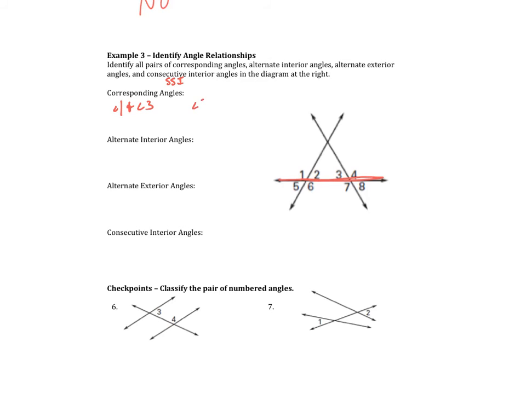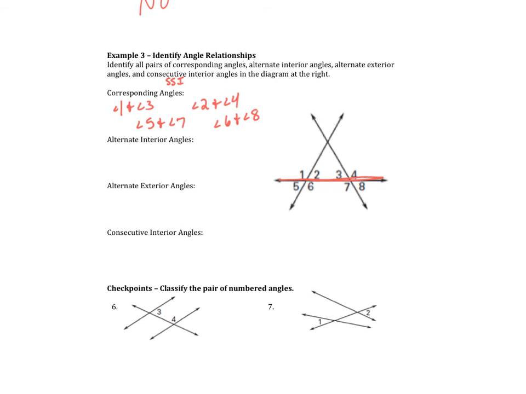Okay, angle 2 and 4 are above to the right. Angle 5 and angle 7 are both below the transversal and to the left. And then angle 6 and angle 8. They're both below and to the right. So those are your pairs of corresponding angles.